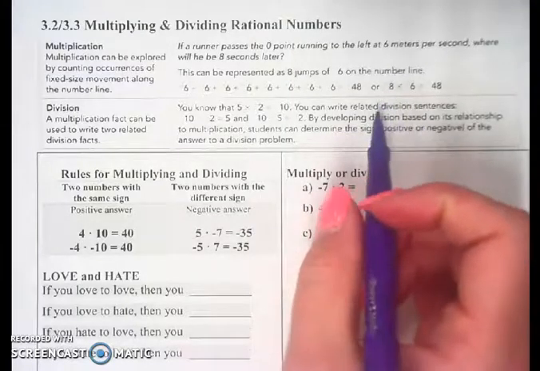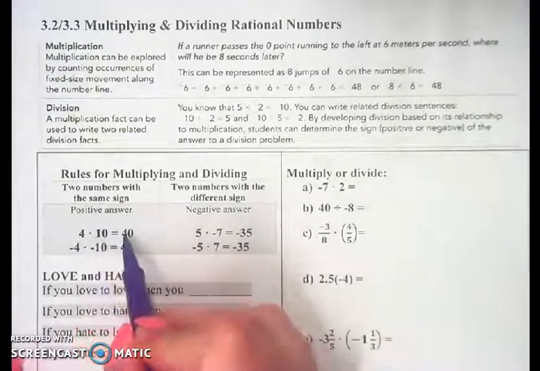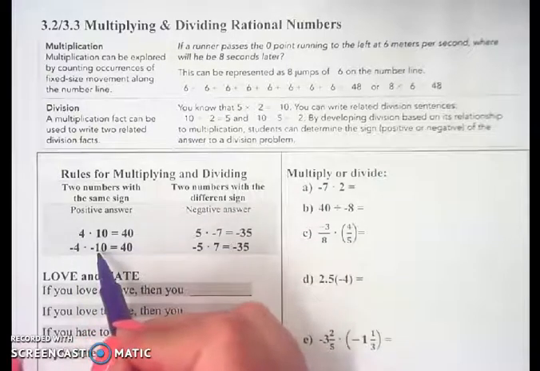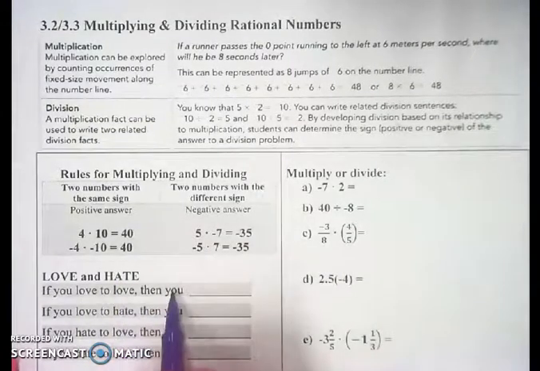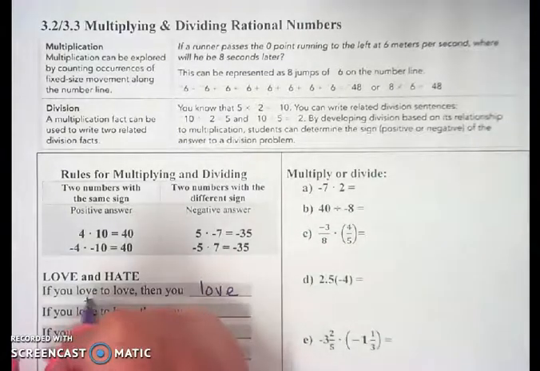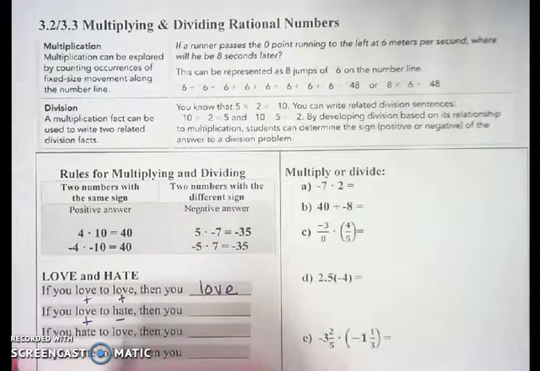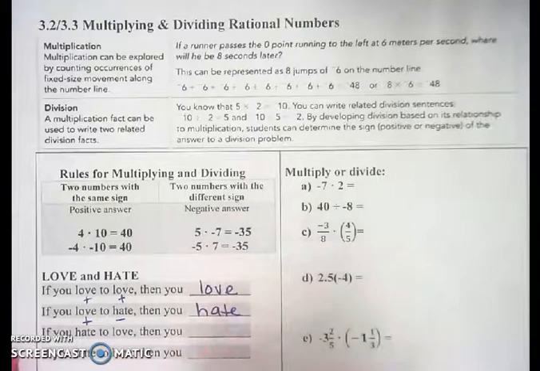There's going to be a slight difference though when it's positive or negative numbers. So if I have, for example, 4 times 10 is 40, well, what about negatives? Let's start with an analogy here. If I love to love you, then I love you. So a positive and a positive will stay positive. But what happens if I love to hate you? Well, darn it, then I hate you.